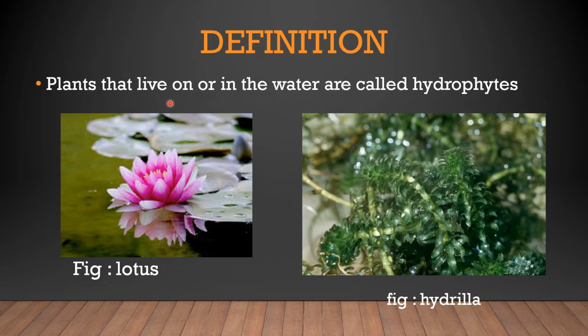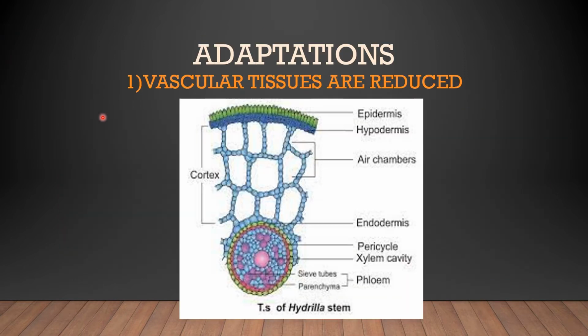in that specific environment. You can see here there are many examples of hydrophytes, but here you can see an example of lotus. Here is a water surrounding, and this is a lotus flower, and the second example is hydrilla. As all these plants are present in water, they should adjust to their surroundings and adopt specific mechanisms to live in the water. These specific mechanisms that they use are called adaptations. So let's study these adaptations one by one.